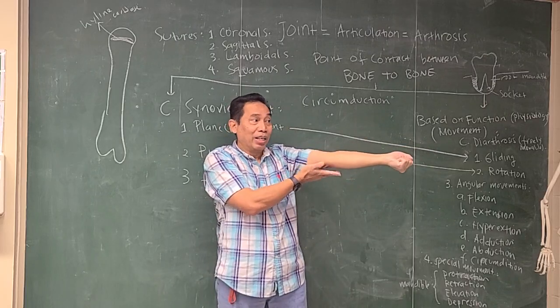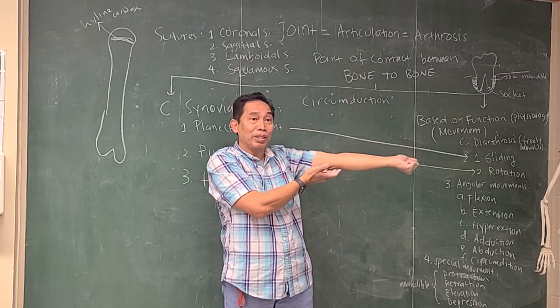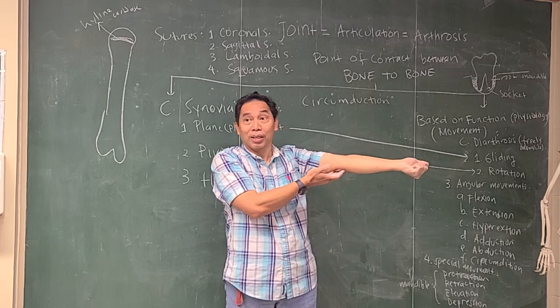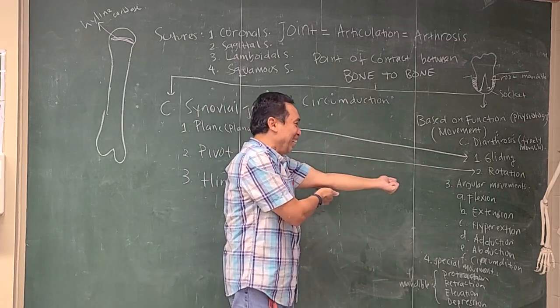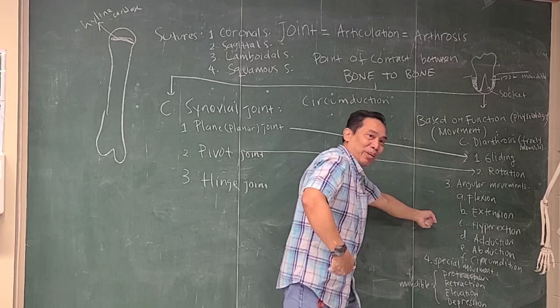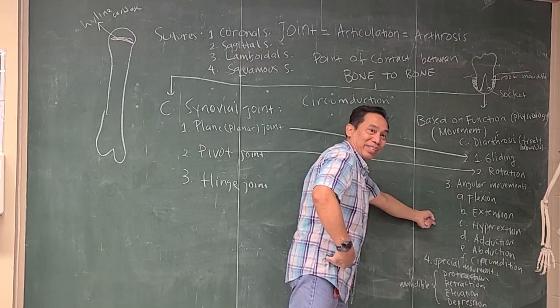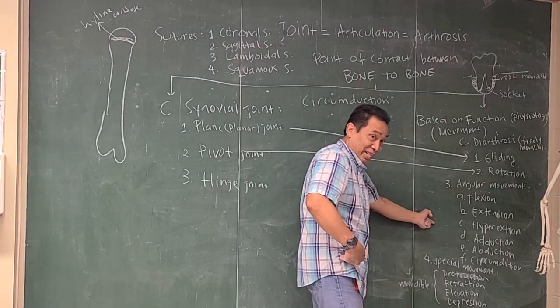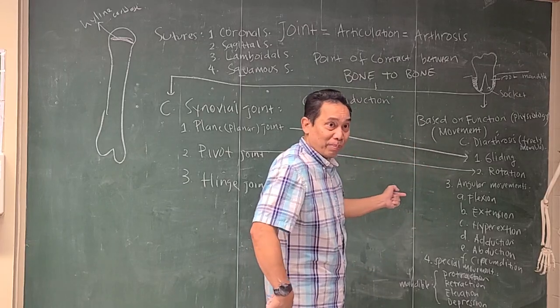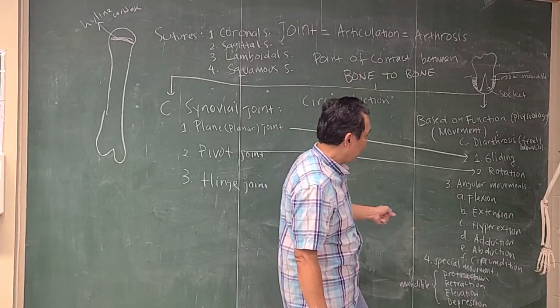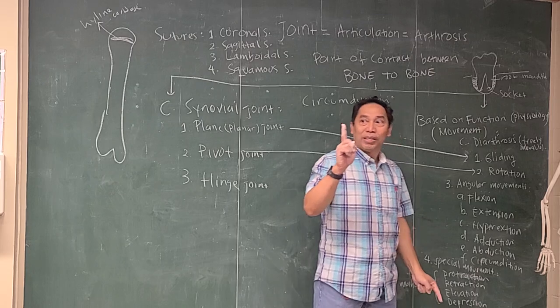Can we move more? You cannot do the hyperextension with your elbow, except if you broke the elbow. But hyperextension you can do with the shoulder joint. 180, boom, more than 180, maybe 270 or something like that. That's hyperextension.